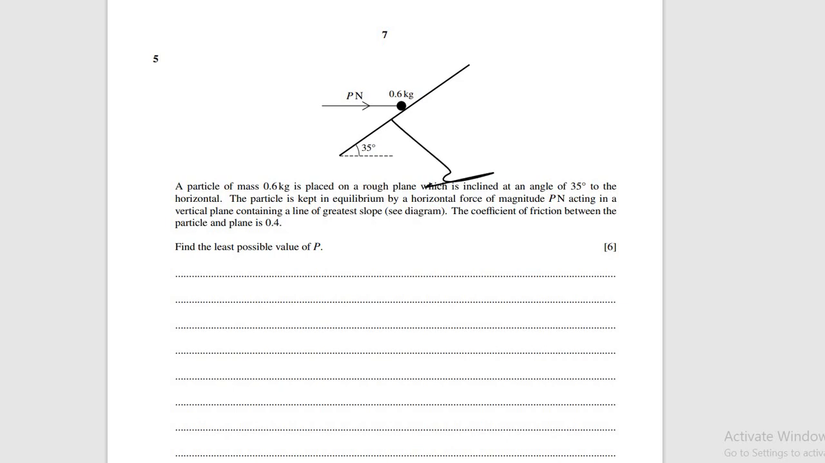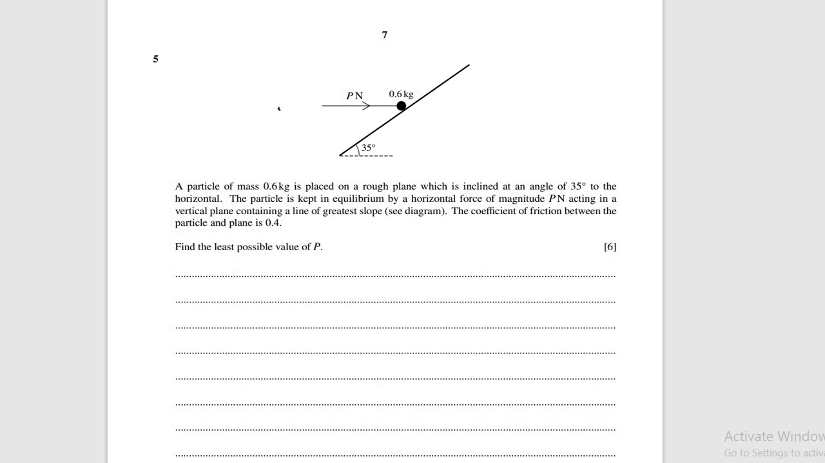Okay, now the question is this: a particle of mass 0.6 kg, as you can see, is placed on a rough plane which is inclined at an angle of 35 degrees to the horizontal. The particle is kept in equilibrium by a horizontal force of magnitude P Newton acting in a vertical plane containing the line of greatest slope. The coefficient of friction is 0.4. Find the least value of P.